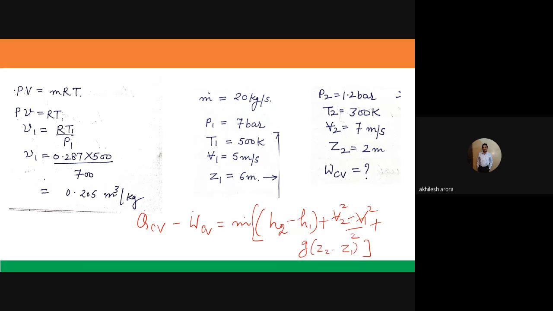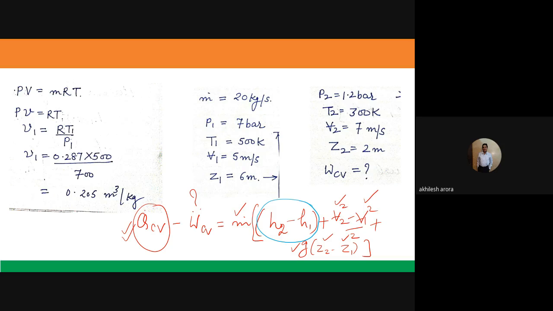Let us try to see what is given to us and what we have to calculate. This is already known to us. So QCV is known to me. WCV, this is unknown. We have to calculate it. Mass flow rate is known to me. This velocity is known to me. This velocity is known to me. Z is known to me. G is known to me. Only unknown parameter that I do have is h2 minus h1. This is not known to me.